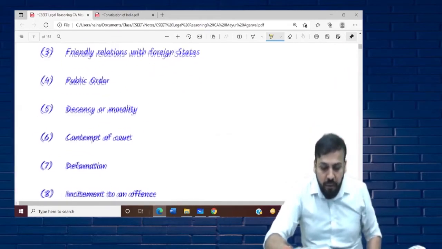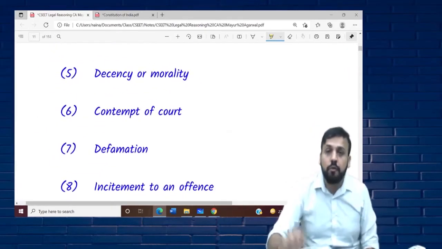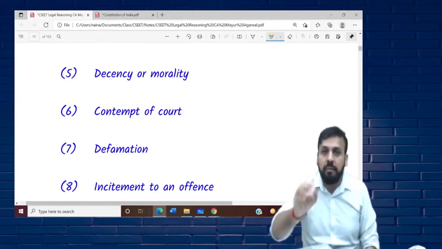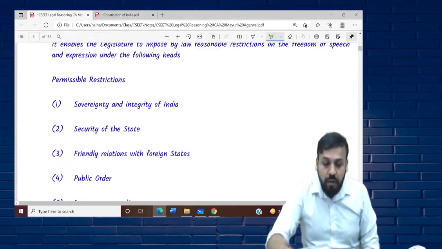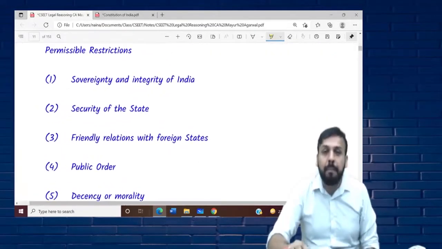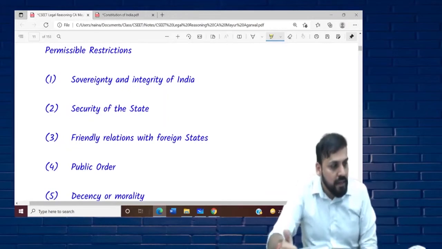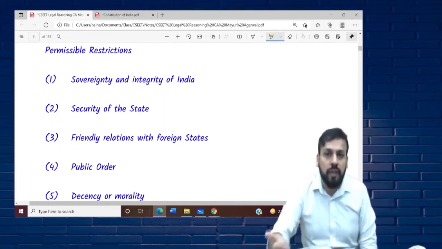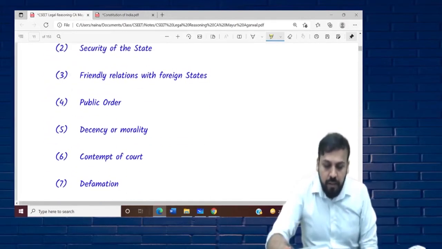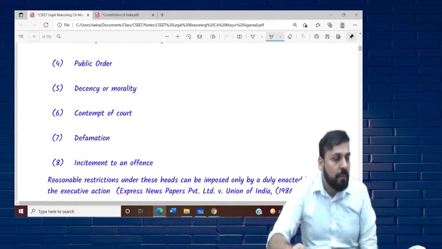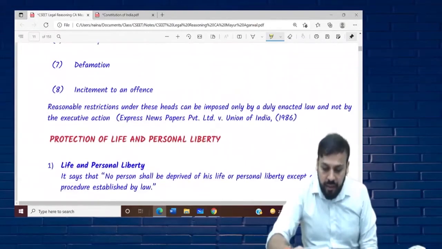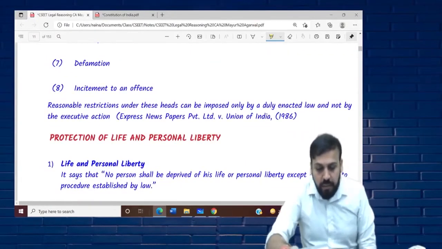Your speech is defaming someone. You have given a speech, Chokidar chor hai. You're telling Prime Minister chor. You're defaming our country and the person. So such speeches are not allowed. See, if it is impacting India's sovereignty, integrity, if it is impacting security of the country, the friendly relation with the foreign state, public order, decency and morality, if it is defaming someone or you are using the contempt of court, such speech are restricted. Very, very clear. So now let us come to the next article.